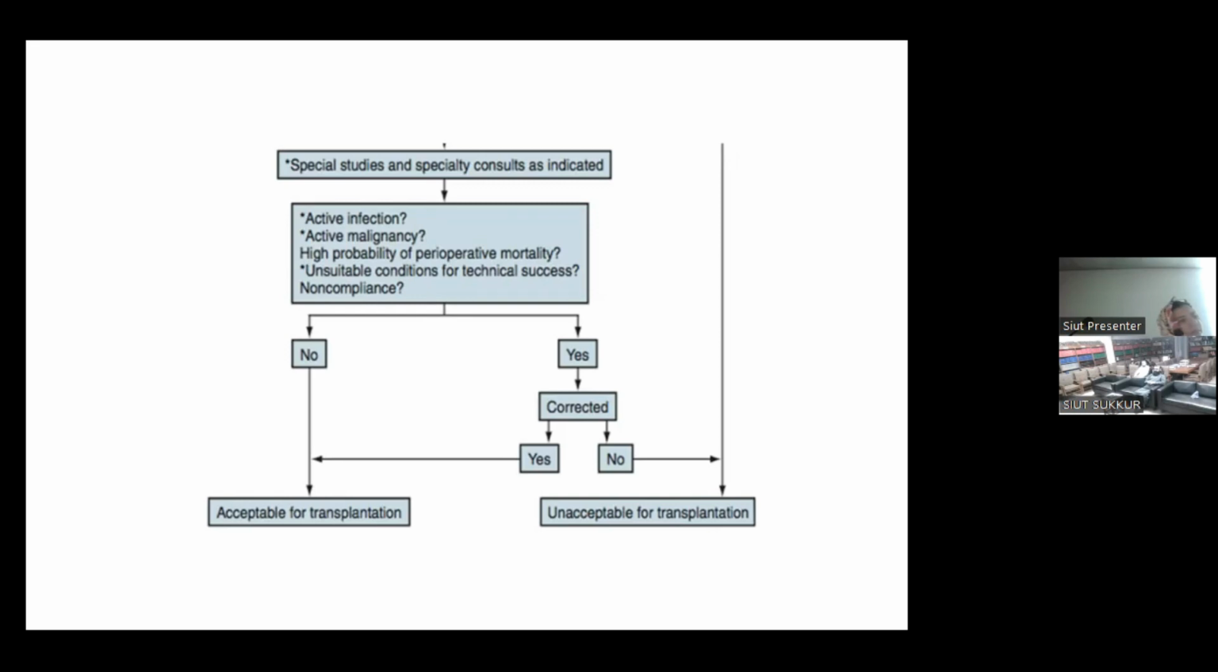Suppose there is a stone and the kidneys are studded with stones, then what will you do? What can you suspect? A 10-year-old boy comes with studded kidneys, bilateral stones, staghorn stones are there, and he is hypertensive.